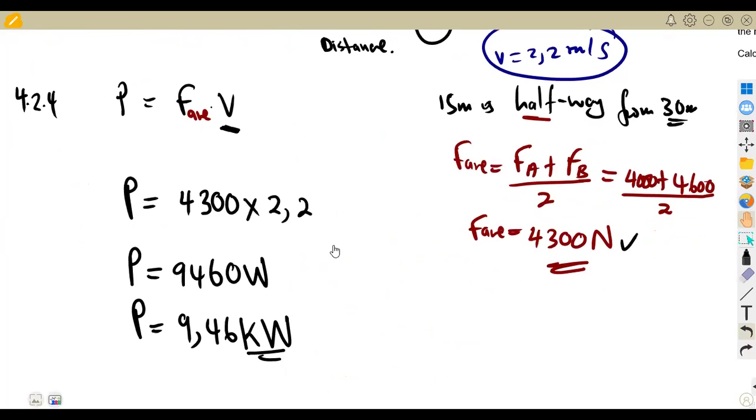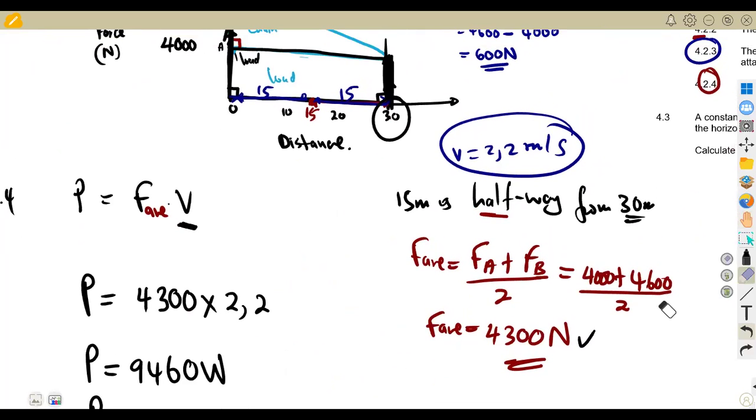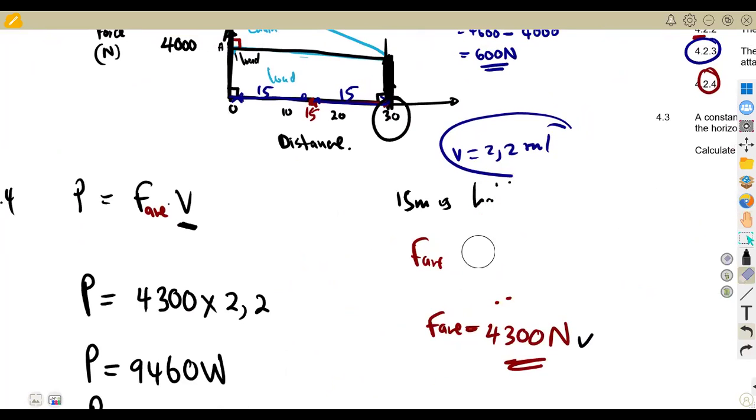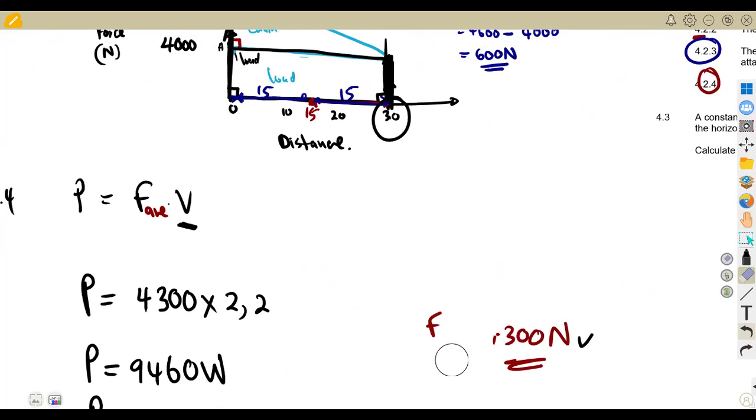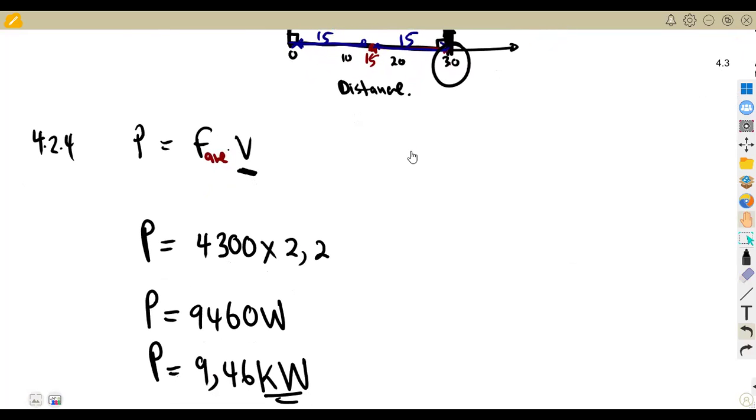We could have calculated this another way. Remember, I talked about this formula here. Let me put it this way, because someone might say, what if I do not want to use this one for the average force? Remember, I said previously in the introduction that when you are given a certain distance and you have to calculate power, it's because the power is affected by the force. The force is affected because there are two forces there.